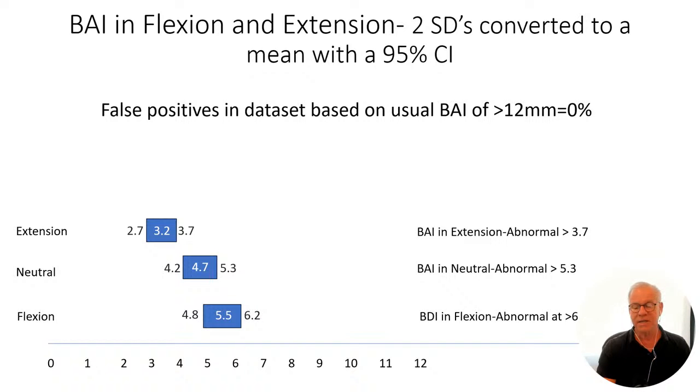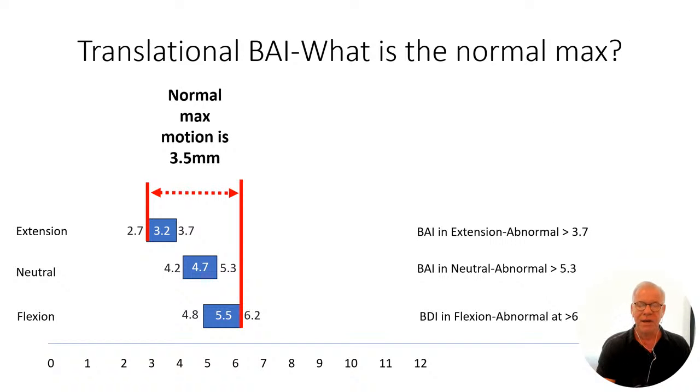So this is my graphing of their data. And you can see there for extension, neutral, and flexion, I've graphed their numbers. These are normal controls. So extension, the range was 2.7 to 3.7, and flexion on the bottom, the range was 4.8 to 6.2. Now, if we look at the normal maximum motion between the 2.7 in extension and the 6.2 in flexion, that's going to come out to about 3.5 millimeters.